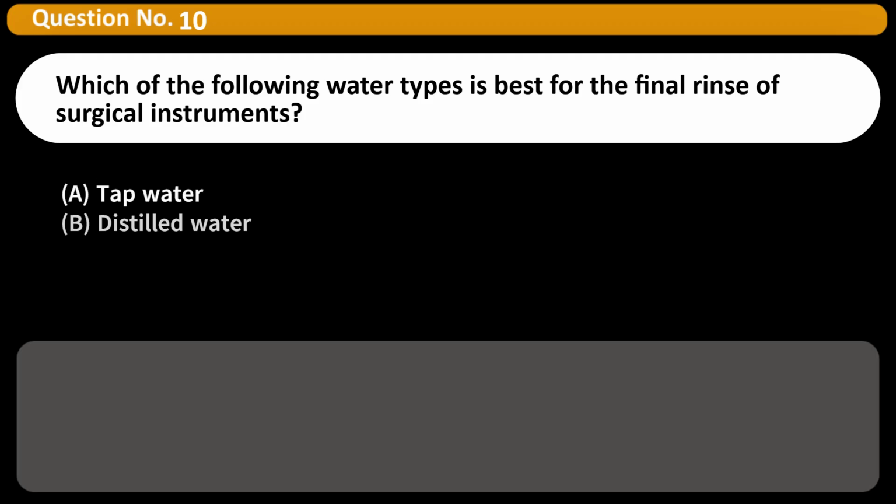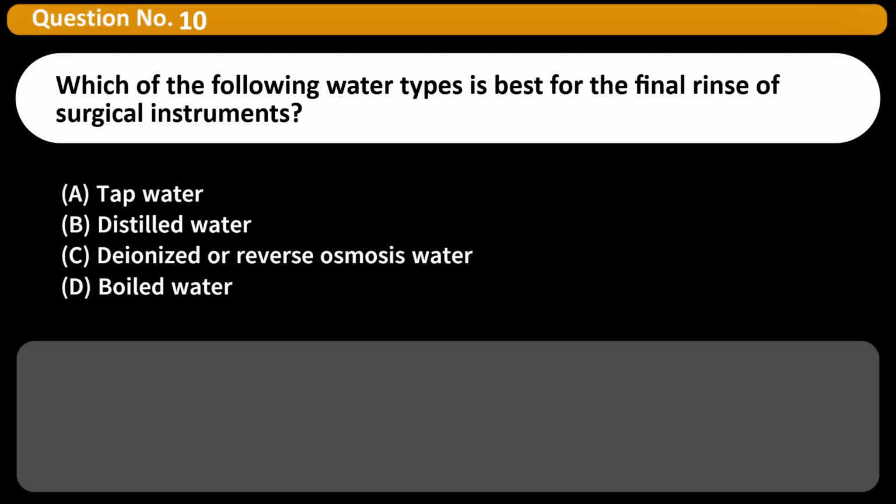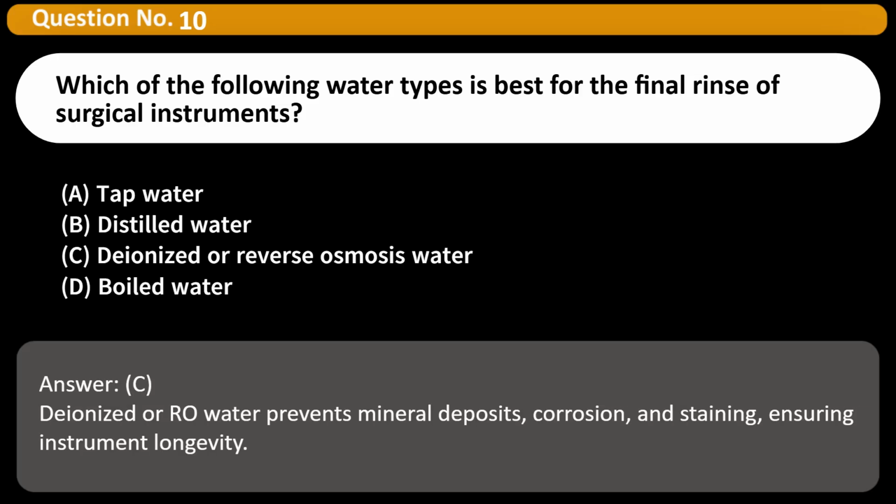Which of the following water types is best for the final rinse of surgical instruments? A. Tap water. B. Distilled water. C. Deionized or reverse osmosis water. D. Boiled water. Answer C. Deionized or RO water prevents mineral deposits, corrosion, and staining, ensuring instrument longevity.